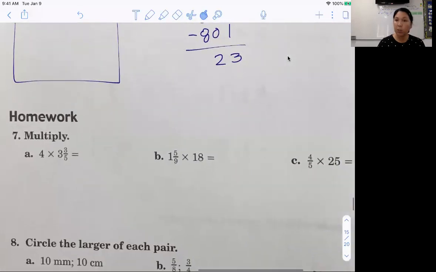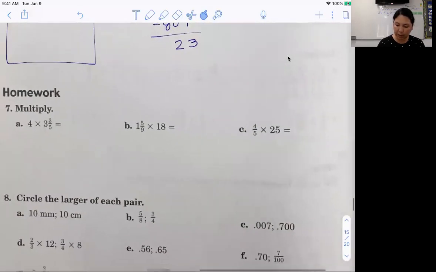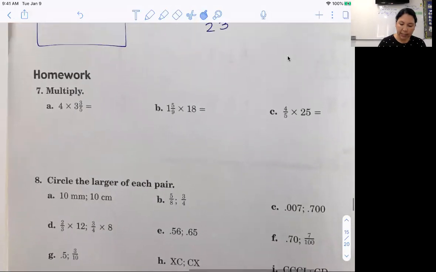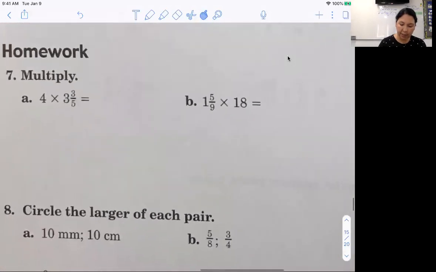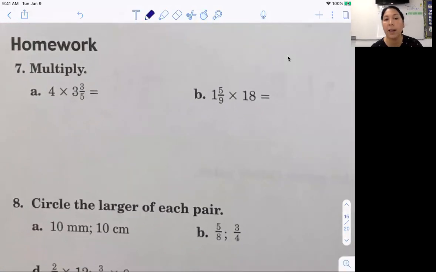All right, if you needed more time, please continue pausing. We're now looking down on section 7. I'm going to do 1 together and you're going to do 1 by yourself. Okay, so here we go. I need to make 1 because 4 can't stay 4. We have to make a fraction, so 4 over 1.